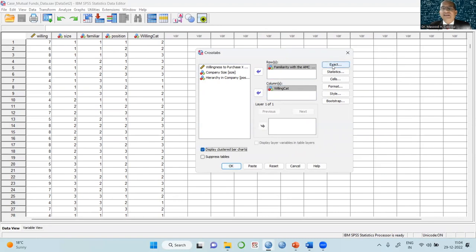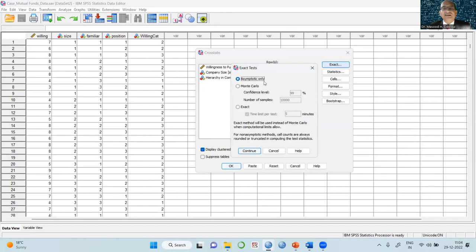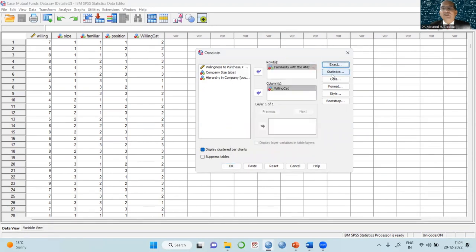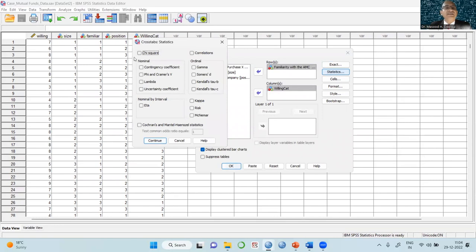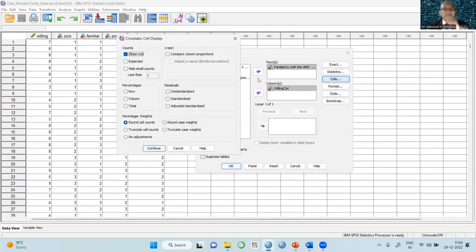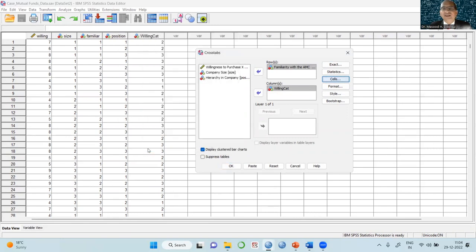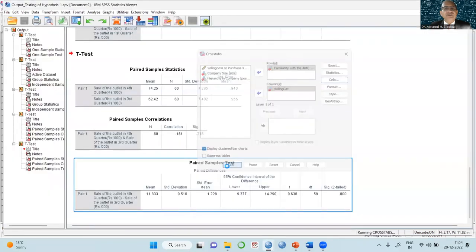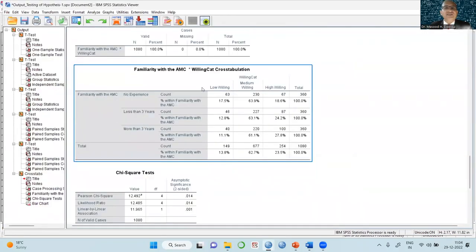Okay. And then we go to the exact, we are not using this. We go to statistics and here we will be having this chi-square value. Okay. And for the cells, we will be having these observed values, right? And if you require the percentage also, then you can have observed percentage. If you don't require, you can ignore this, right? And if we press OK, right?